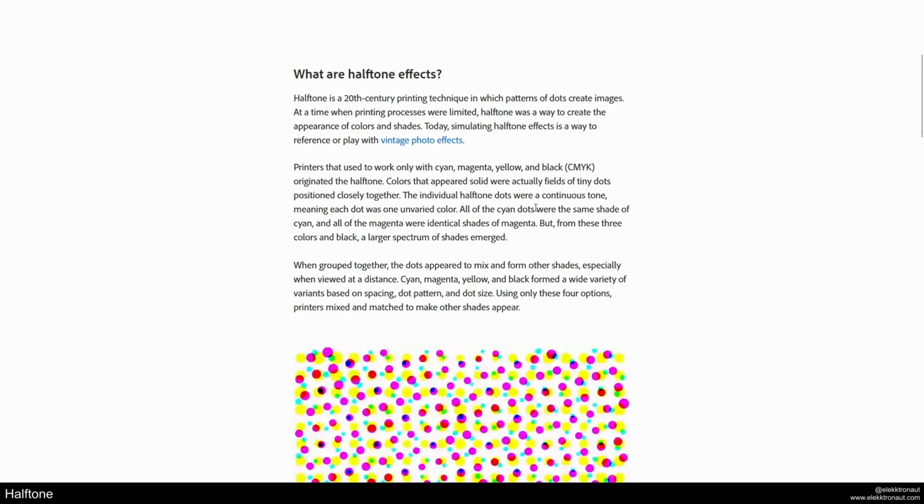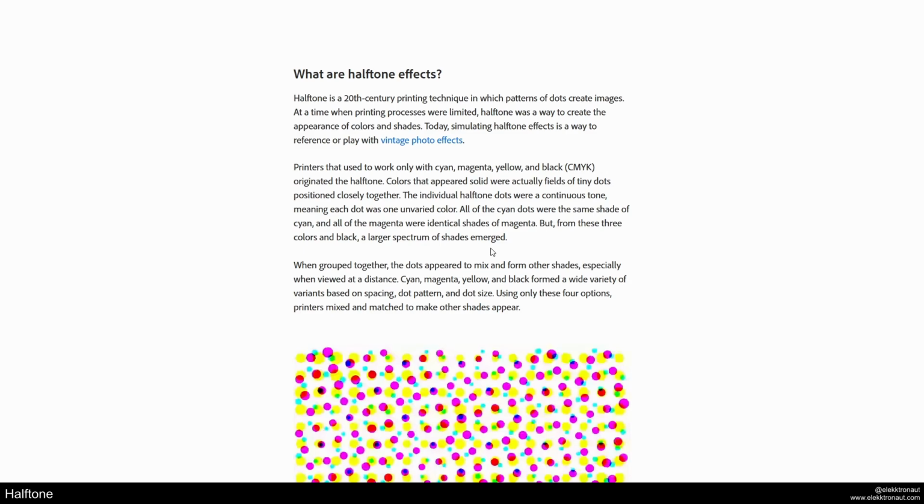According to Adobe, Halftone is a 20th century printing technique in which patterns of dots create images. So basically, back in the day, printing processes were quite limited, and Halftone was a way to create the appearance of colors and shades. And nowadays it's really more of a vintage photo effect. And we're going to look at how to build that with instancing in TouchDesigner.